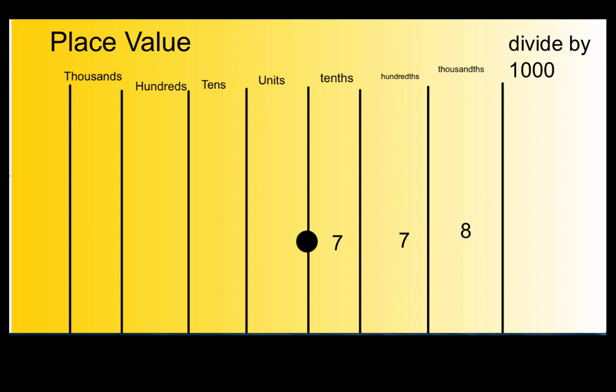3, 2, 1, and we're back. So this should be our answer now. 0 units, 7 tenths, 7 hundredths, and 7 thousandths. You don't have to put in a 0 there. That's fine because there's nothing between these digits and the decimal point, so that's just 0.777.